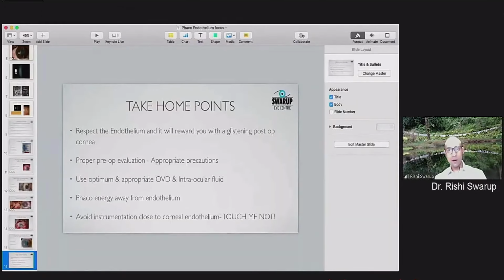So, take-home points: respect the endothelium and it will reward you with a post-operative glistening cornea. Proper preoperative evaluation has to be done to pick up the cases that are at risk and then use appropriate measures for these cases. Phaco energy should be directed away from the endothelium, and all instrumentation, again, away from the cornea. The cornea is a touch-me-not. Thank you.